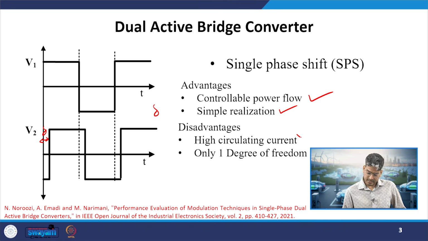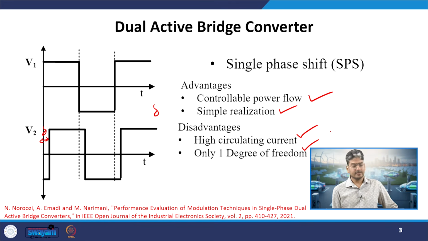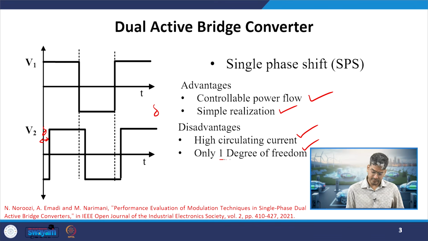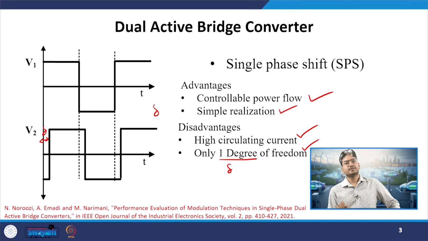Demerits: it suffers from high circulating current, and it has only 1 degree of freedom. What is the meaning of circulating current? The current which flows during the back power mode is called circulating current, because it does not participate in the power transfer. Here we have only 1 degree of freedom, that is our delta, the phase shift between the primary and secondary bridge. What is the importance of this degree of freedom?